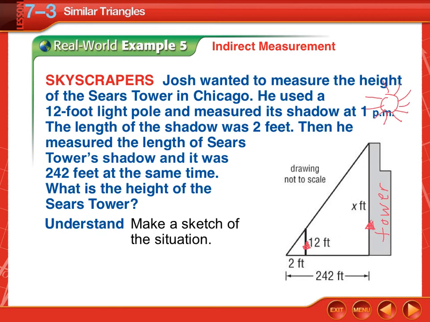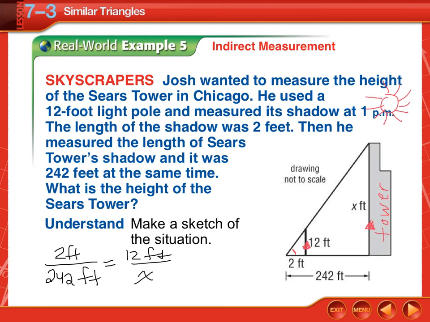All right, let's go take a look at what we can write as proportionality. We've got this angle here that is within both triangles. Do you see the triangles? We've got the little triangle here, and we've got the big triangle outside of it. So let's take a look at the side lengths. We've got 2 feet of shadow on the small triangle is to 242 feet on the tower shadow, as the height of the light pole, 12 feet, is to x.